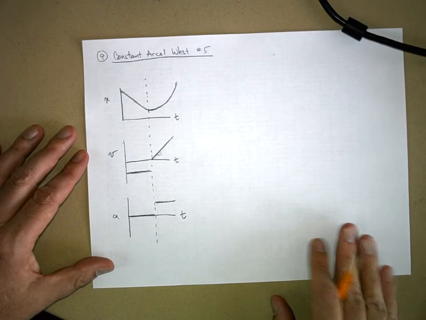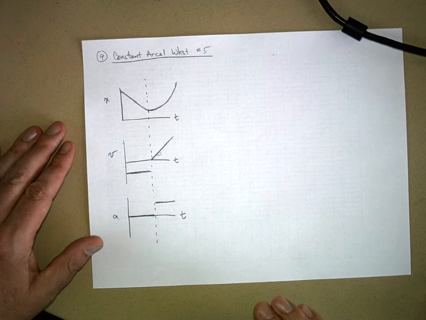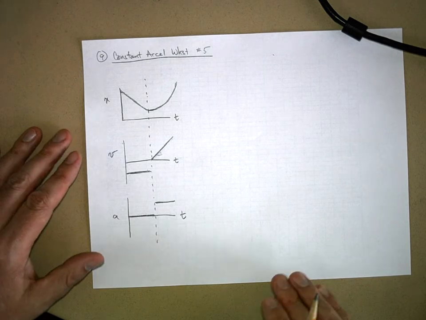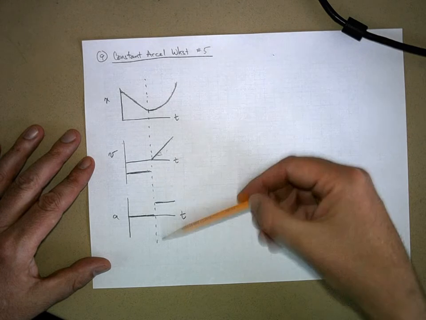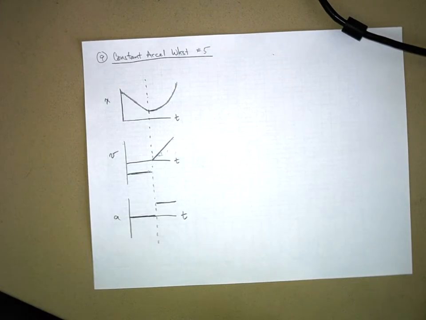So this is what you have to do. There are 10 problems to do on the worksheet, and all you have to do is draw the kinematic stacks and figure out what the velocity and acceleration graphs look like.